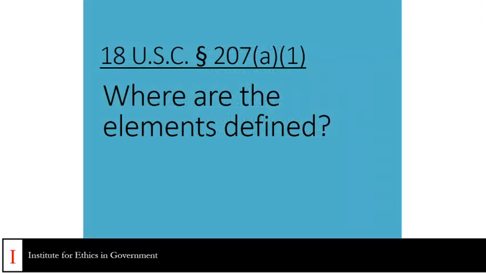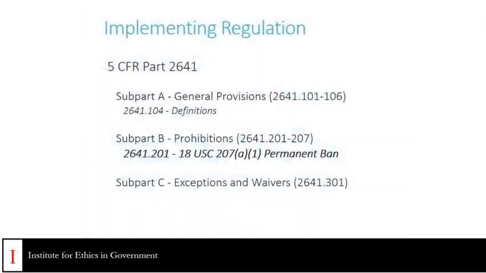So where are these elements of the statute defined? The implementing regulation for 207 is at 5 CFR Part 2641. The specific prohibitions for 207(a)(1) are discussed in 2641.201.